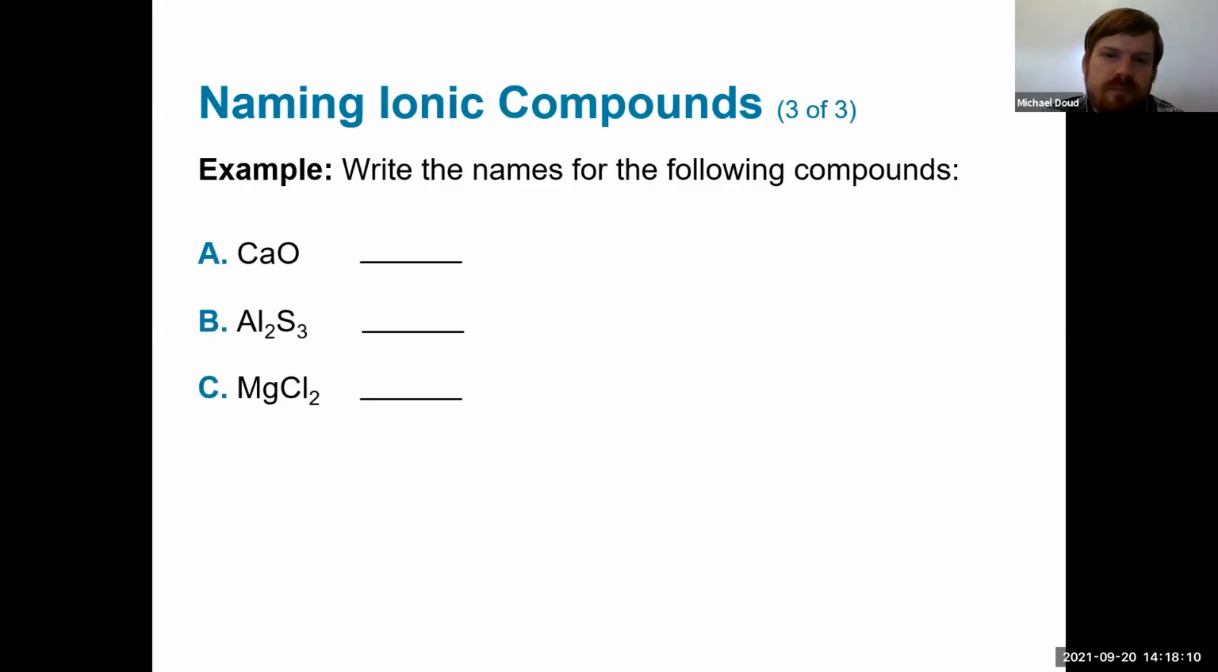Okay, go ahead and give it a shot. You've got CaO, Al2S3, MgCl2. Now, I don't believe this one is in your sample exercises, but go ahead, give it a shot, think it through, and can we name this out together?